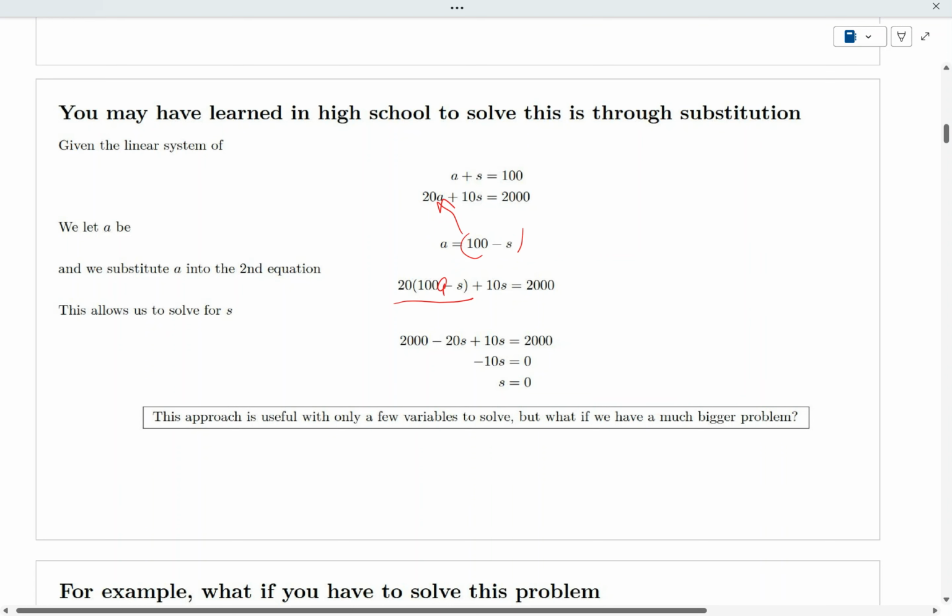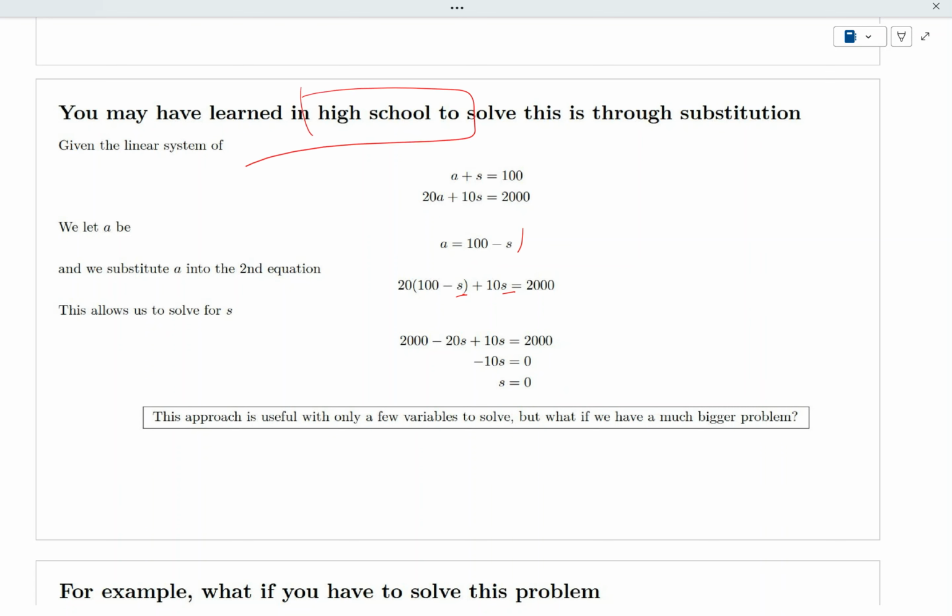This used to be a. So now notice all we have is s. And if we solve for s, we know that s is equal to 0. If we know s is 0, then a must equal 100. So this is essentially how you would solve it with whatever you learned in high school.